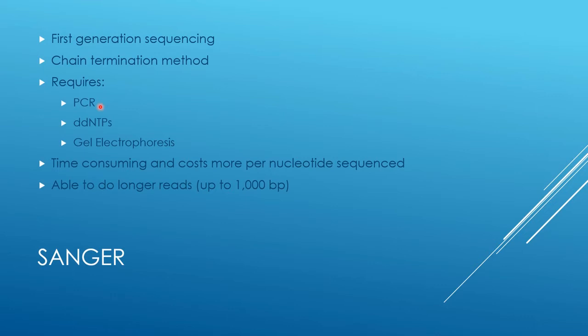So while Sanger sequencing was the first method that was developed, it's really time consuming because you have to clone the DNA many times, as well as use the chain termination method, which is inefficient, and it costs more per nucleotide than other methods. One advantage, though, is that it is able to do longer reads up to 1,000 base pairs with pretty good accuracy above 99%.